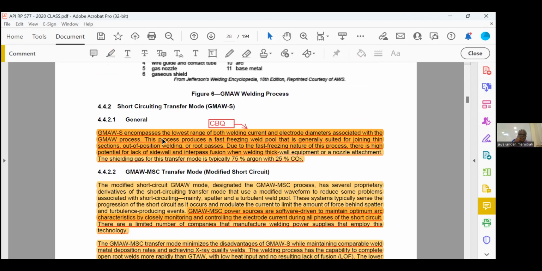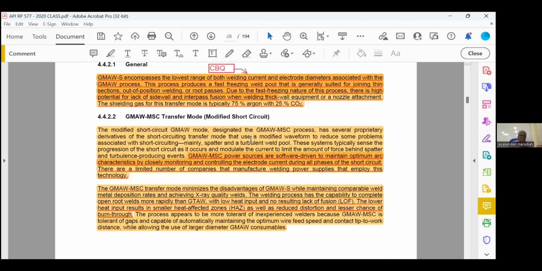This is closed book. GMAW-S encompasses the lowest range of welding current and electrode diameter associated with the GMAW process. This process produces a fast freezing weld pool that is generally suited for joining thin sections, out of position welding or root passes. Due to the fast freezing, there is high potential of lack of sidewall fusion when welding thick wall equipment. That is closed book. Then these are not important.